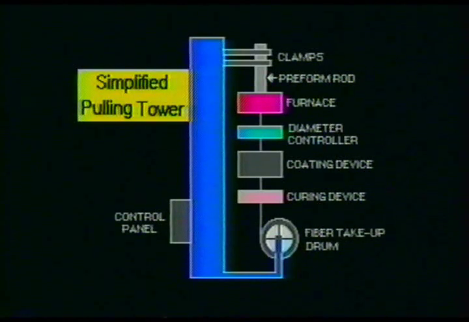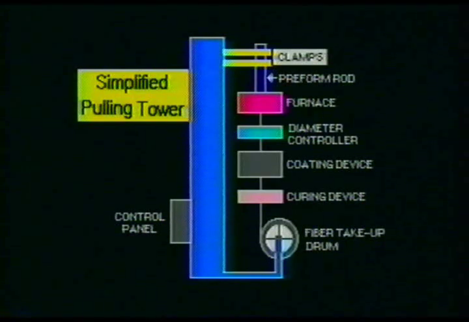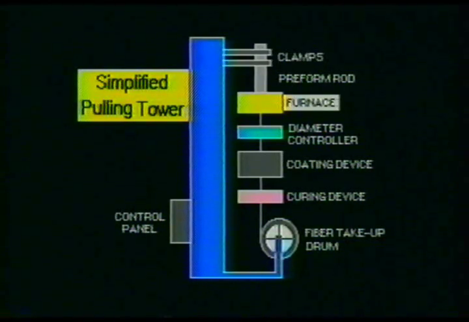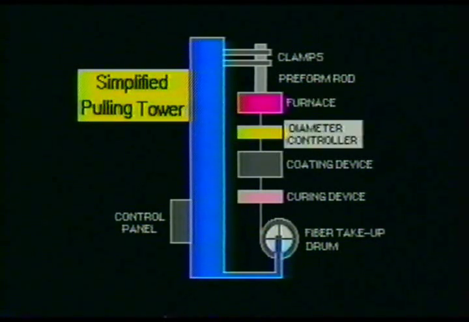After the preform is made, it is placed into a fiber pooling tower. Here you see a simplified version of such a tower. Notice that the preform rod has been clamped into the pooling tower near the top of the equipment. The end of the preform rod in which the fiber cable is to be drawn is placed into a small furnace which heats the glass to an elastic state.